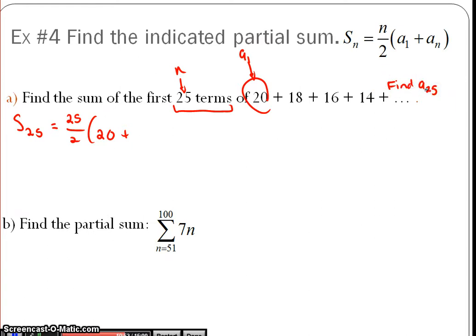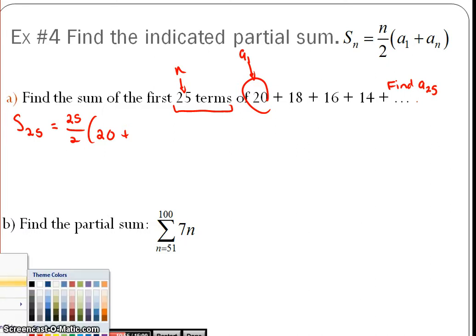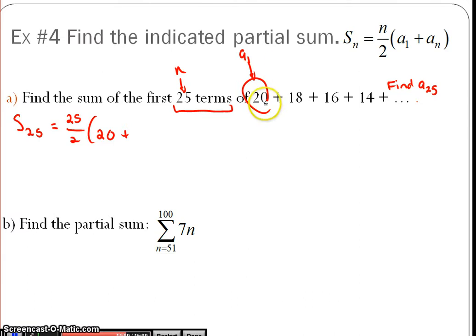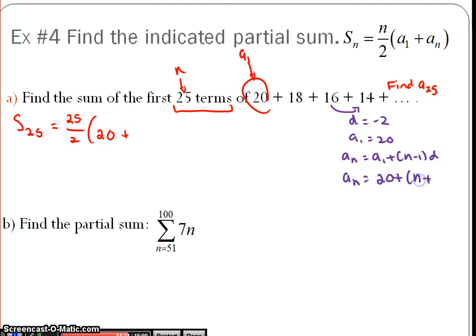In order to find a sub 25, what we have to do first is write the rule for the nth term of this sequence. This sequence is arithmetic. You can see because you keep subtracting 2. So with that information, since you know the d, we're subtracting 2, and your a1 is 20, we can write the nth term rule. A sub n is a1 plus n minus 1 times d. So a sub n is 20 plus n minus 1 times negative 2, because we're subtracting 2, or a sub n is negative 2n plus 22.